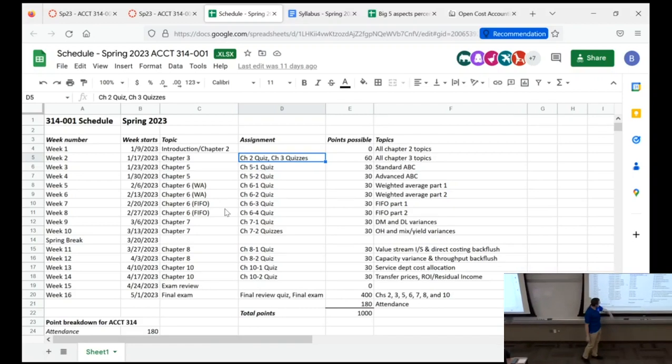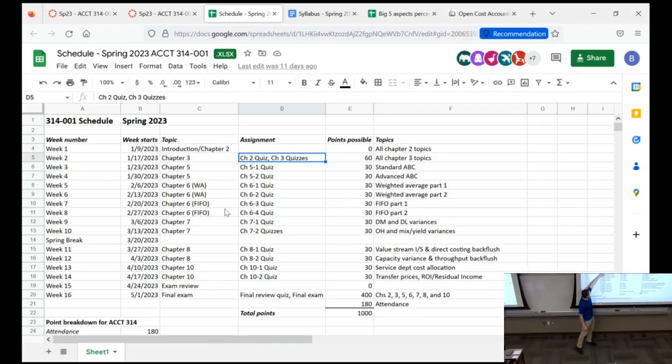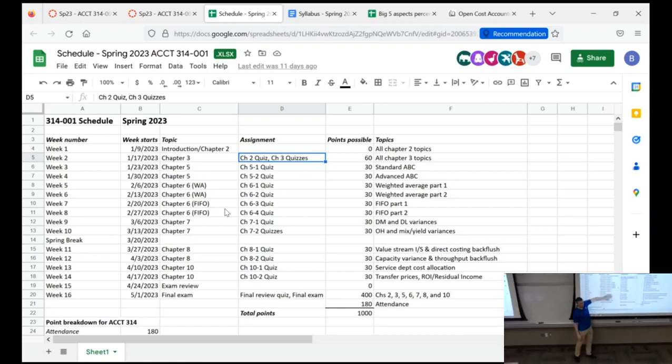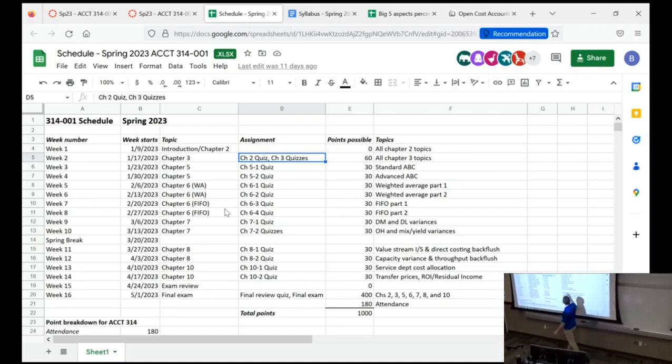We have spring break, of course, and then we go over 2 weeks for Chapter 8 and 2 weeks for Chapter 10. So basically, after Chapter 3, everything is either 2 or more weeks every chapter. I'm going to give us some time to go through these. Chapter 8, we split it up kind of weird. We'll cover that when we get to it.